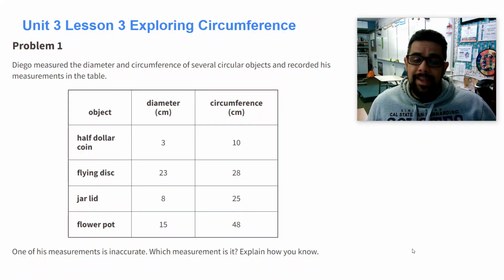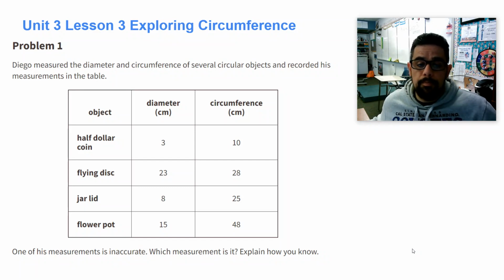I'm going over Unit 3, Lesson 3, practice problem number 1. Diego measured the diameter and circumference of several circular objects and recorded his measurements in the table. There we have all of them, right? $50, a flying disc, a jar lid, and a flower pot. This column here, we have the diameter, and this column here, we have the circumference.